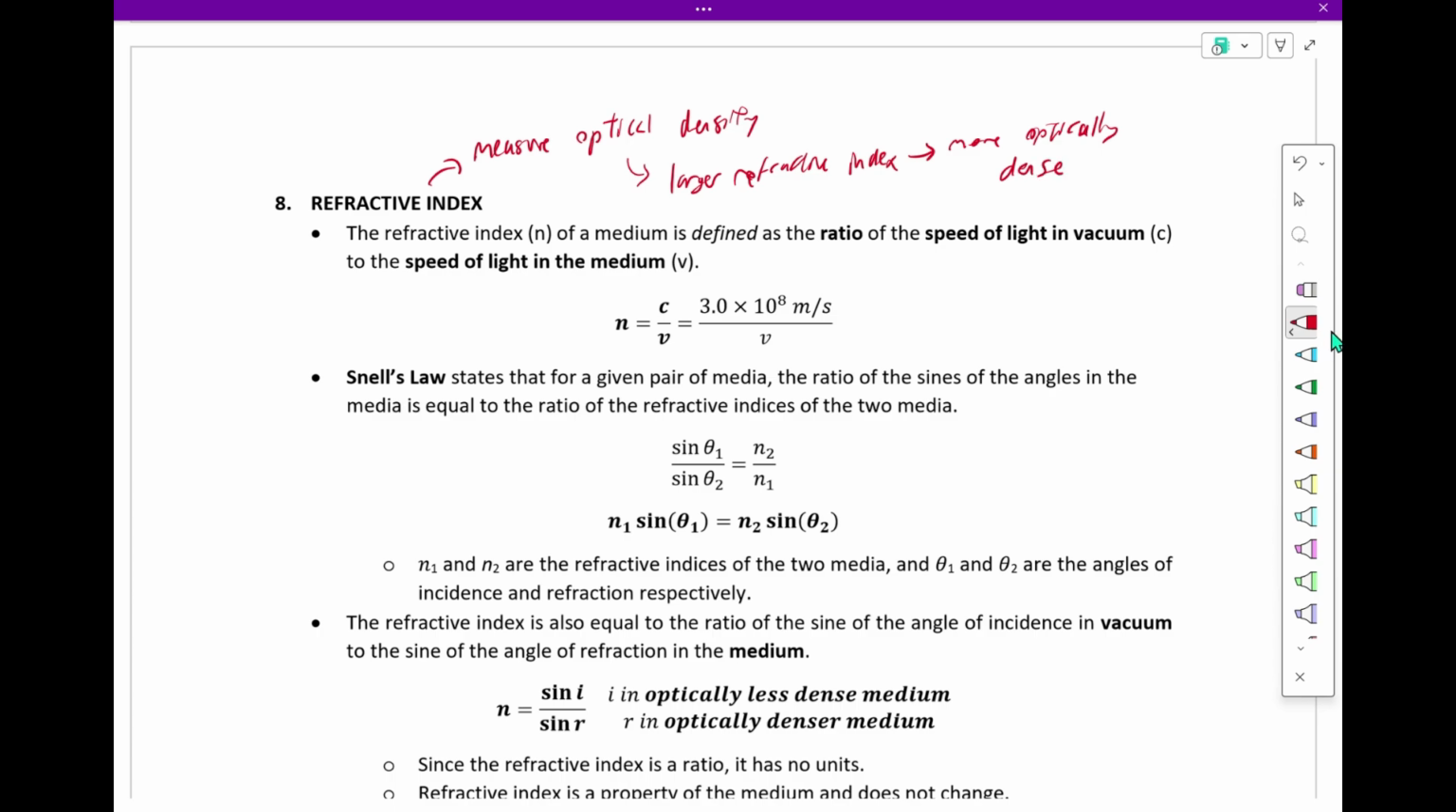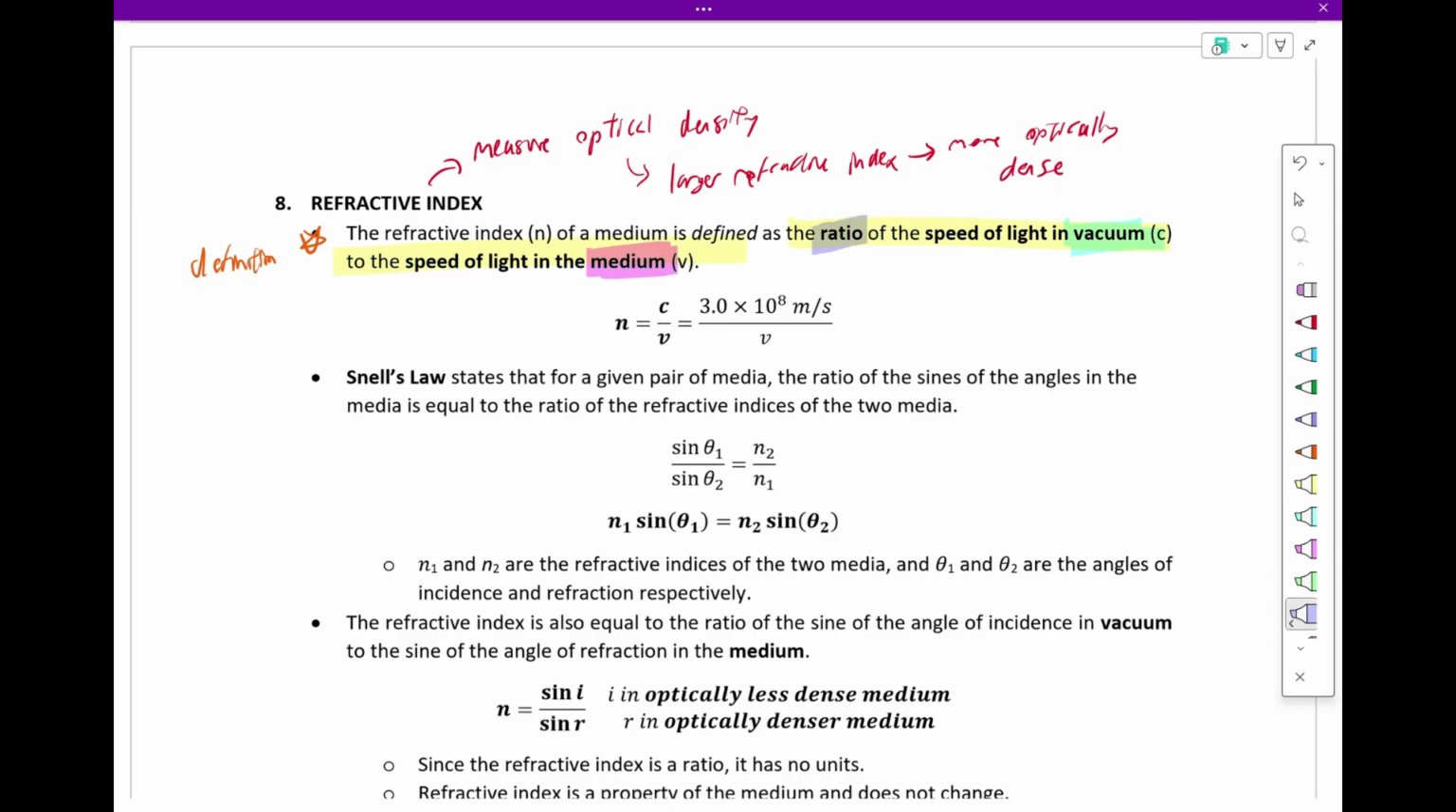Now, the official definition, very important, is that the refractive index is the ratio of the speed of light in vacuum to the speed of light in the medium. So do take note, one is vacuum, one is medium. And you are talking about the ratio itself.